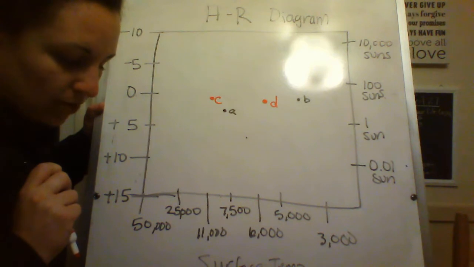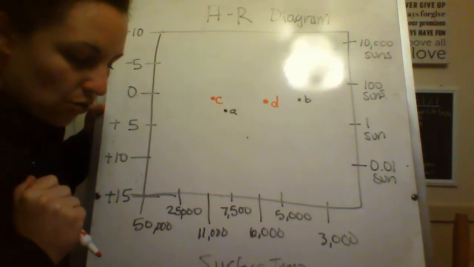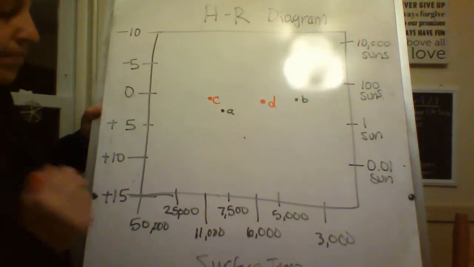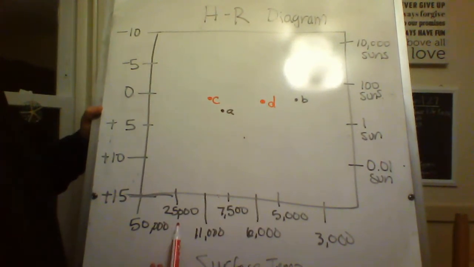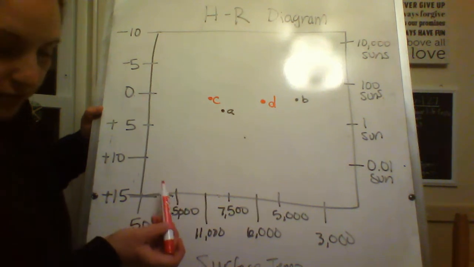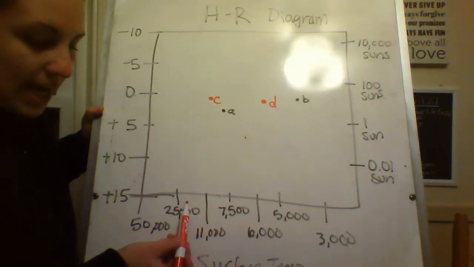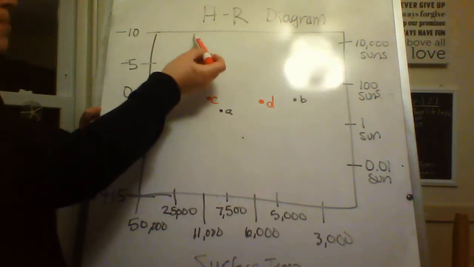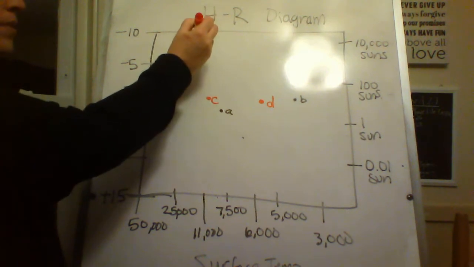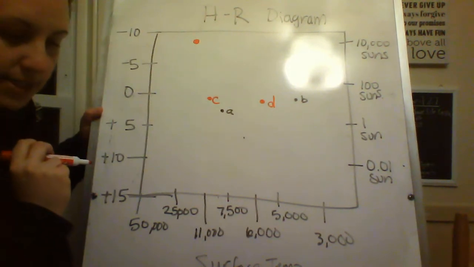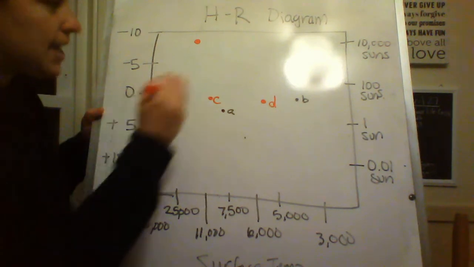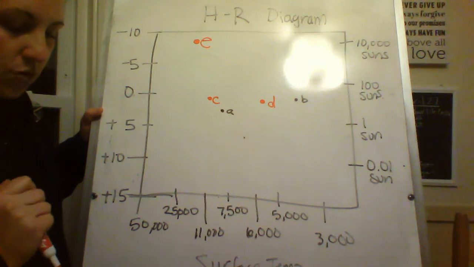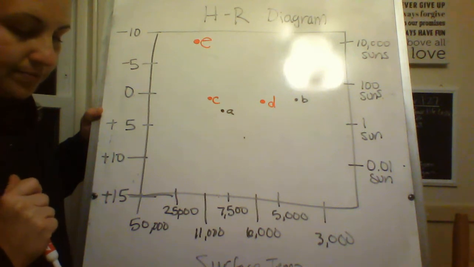All right, E, Rigel is the next star. So Rigel is 15,000 kelvins in surface temperature. And so that's going to be between the 11,000 and the 25,000. So 15,000 kelvins, and we're at negative 8.1. So we're going to be going way up to the top, almost to the 10. We're going to put a dot, and we're going to label that E. Okay, and that's for star name Rigel.